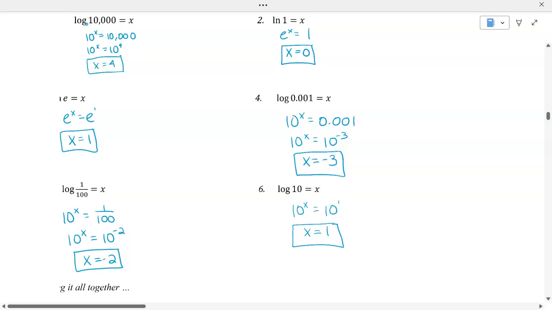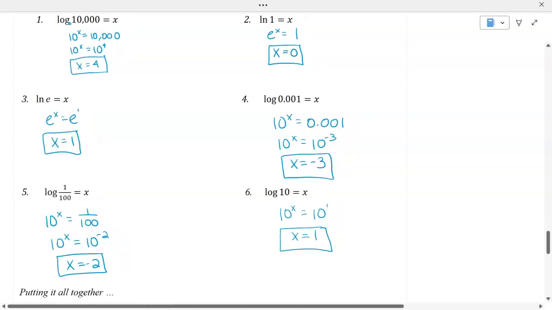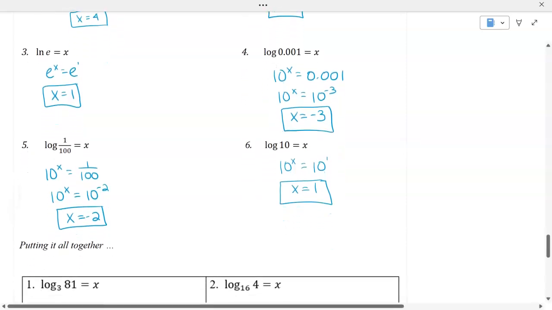So again, you're going to want to take the base of your log or natural log and help you write an exponential equation and then solve for x. So check your work, pause it if you need to, and let's come back down to this bottom part.